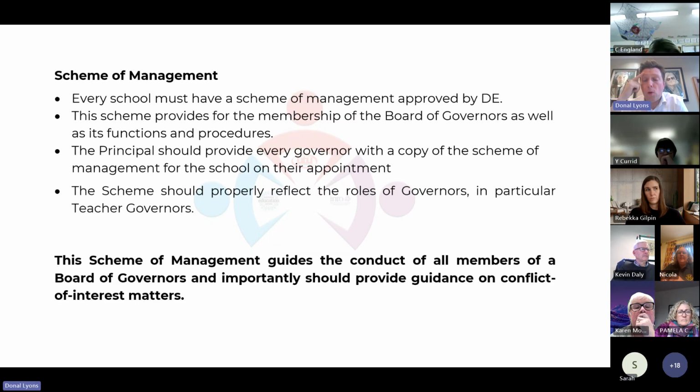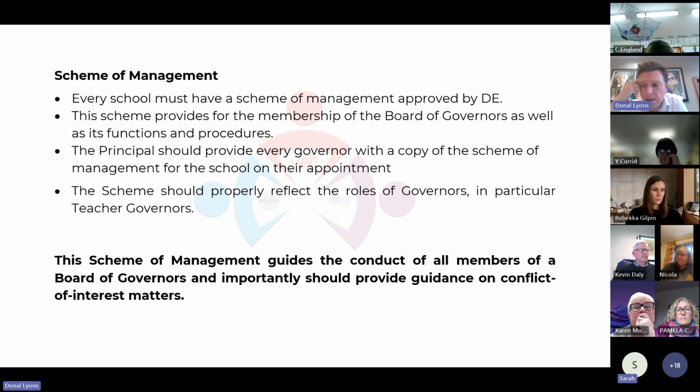So now we get into the important bit, right? So a scheme of management, I'm sure you're all very familiar with it. Every school is required by the department to have a scheme of management. And the interesting and important bit where a scheme of management interacts with the teacher governor role is that a scheme should properly reflect the roles of the governor, in particular the roles of teacher governors, but also needs to make clear the guidance and the conduct when it comes to conflict of interest matters.